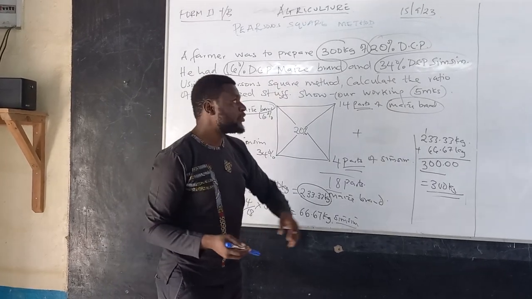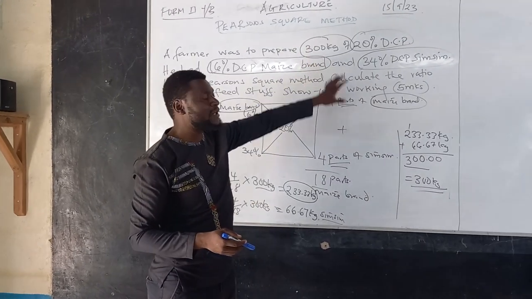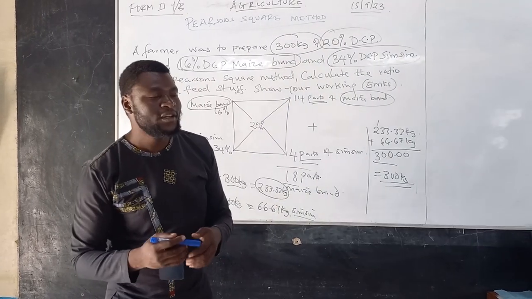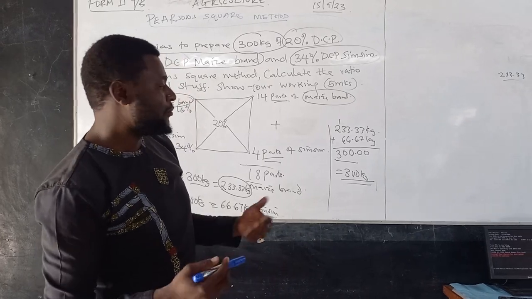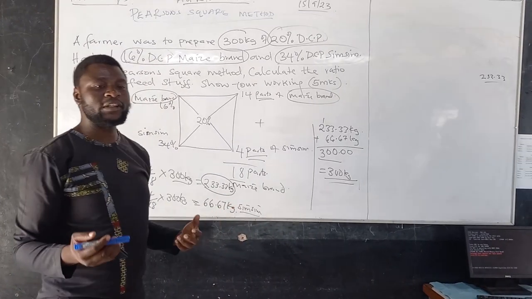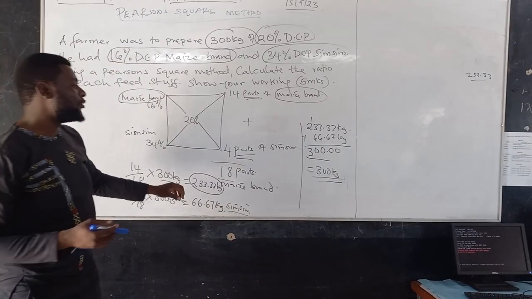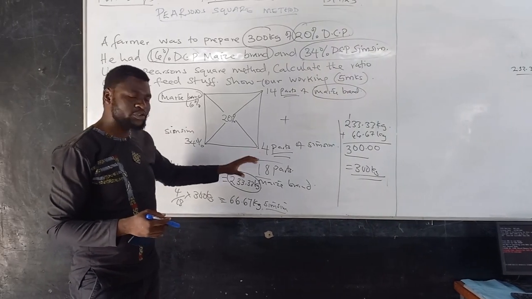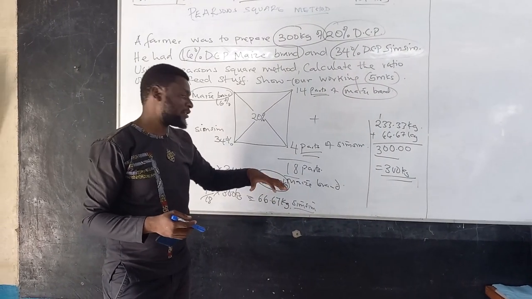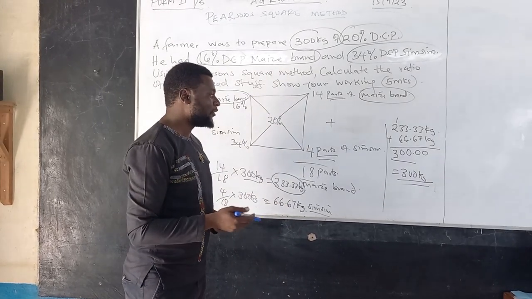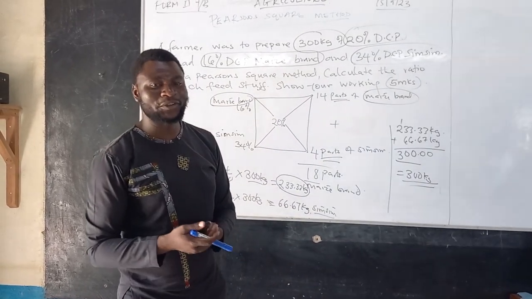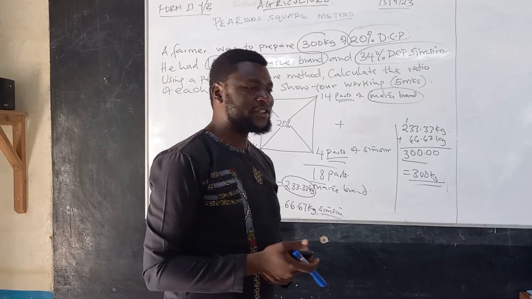So this farmer should use this number of kgs of maize bran and this number of kgs of simsim. When you mix them, we come up with 300 kgs, and then we can feed our animals: poultry, cattle, pigs and all that. While at home, we advise you to use this method so that you are able to feed your animals or livestock without any problem.